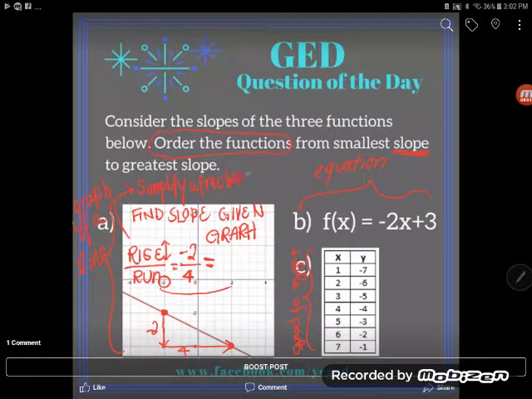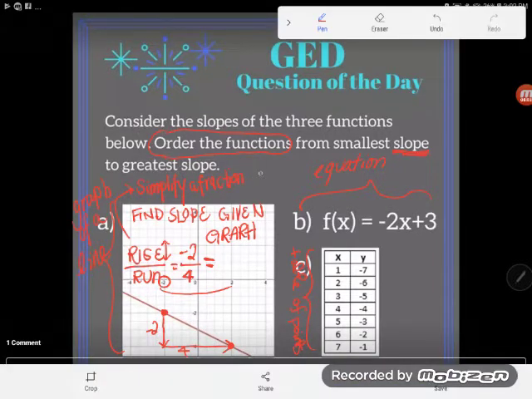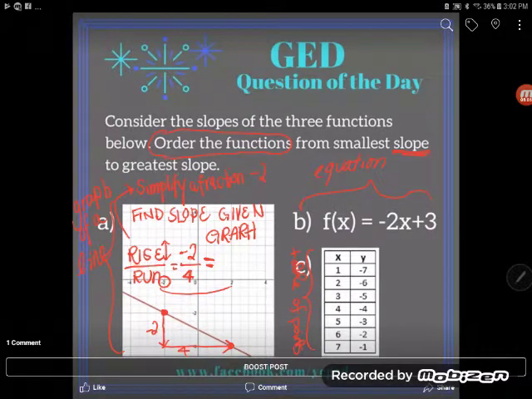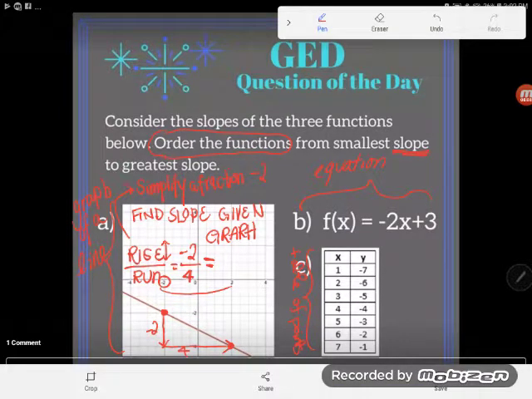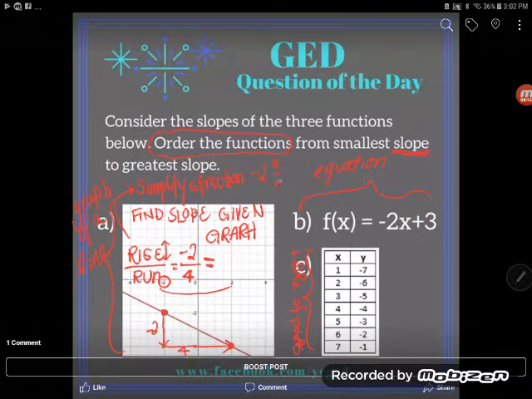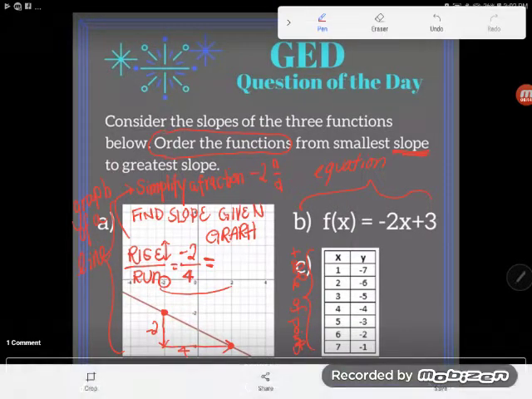TI-30XS calculator, you can just type the top of the fraction, -2. Be careful to type the negative button and not the minus button. And then type the fraction button, n over d. And now type the denominator, 4.